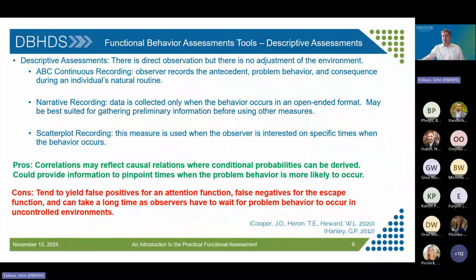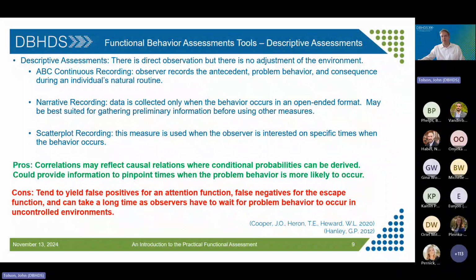Scatterplot recording is used when the observer is interested in specific times when the behavior occurs. Behavior is coded across a period of time that is broken down into intervals, such as a 30-minute segment of time or an hour. It may be beneficial in providing information on when problem behavior occurs the most, and could provide information on times when further assessment can be conducted.